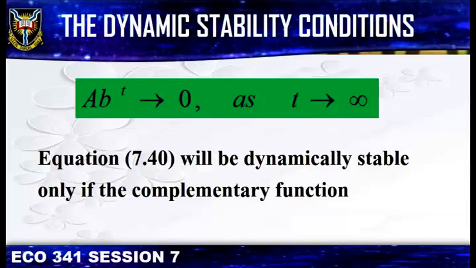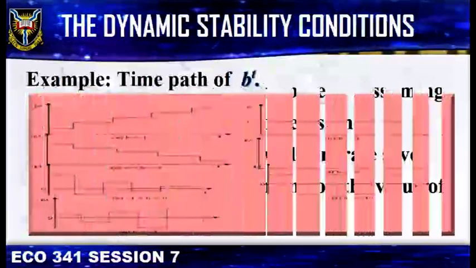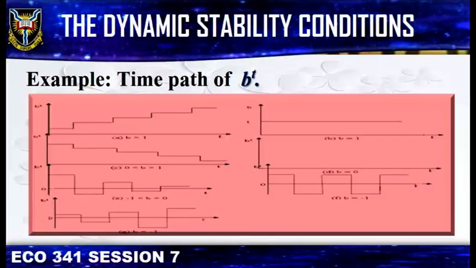Equation 7.40 will be dynamically stable only if the complementary function ab raised to power t approaches 0 as t approaches infinity. All this will depend on the base b. Assuming a is equal to 1 and c is equal to 0, for the moment, the exponential expression b raised to power t will generate 7 different time paths depending on the value of b. Example, time path of b raised to power t.